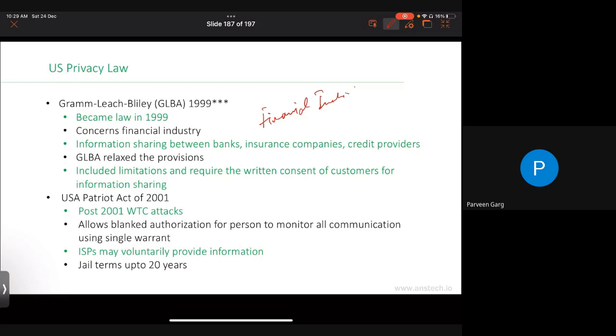US Patriot Act, everybody is very well aware. This happened after the World Trade Center attacks, and it gave blanket authorization with a single warrant to monitor all communications of a suspected person.